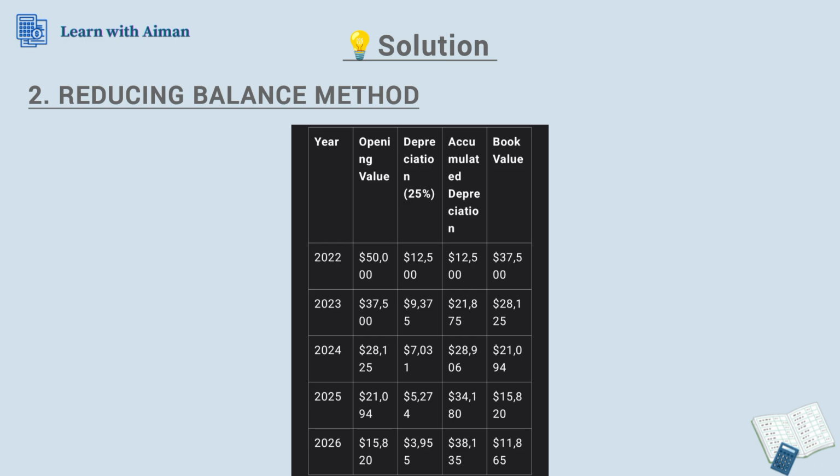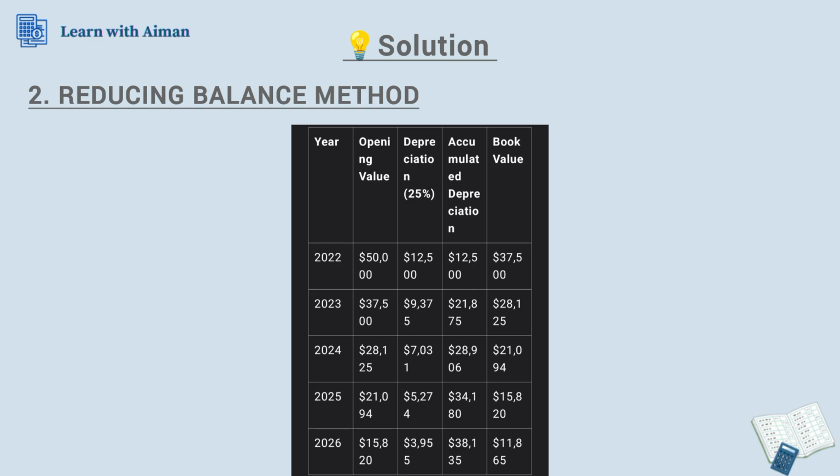Then the next year's opening value of the asset is the book value of the last year, so $37,500. The depreciation is $9,375 because we calculate 25% on our $37,500. Accumulated depreciation is $21,875 because we add both years' depreciation, and the remaining book value is $28,125. Then in the third year, the book value is $28,125.